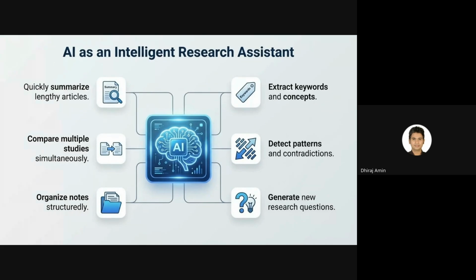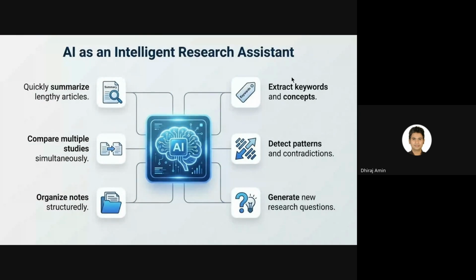Earlier, we used to read one paper, then another paper, then another paper. Then it was very difficult to compare between the papers, right? We needed to do it manually. But now, with the help of AI, we can do a direct comparison between multiple research papers. Earlier, we used to write manual notes. Now we can do it using AI, and we can store it digitally.